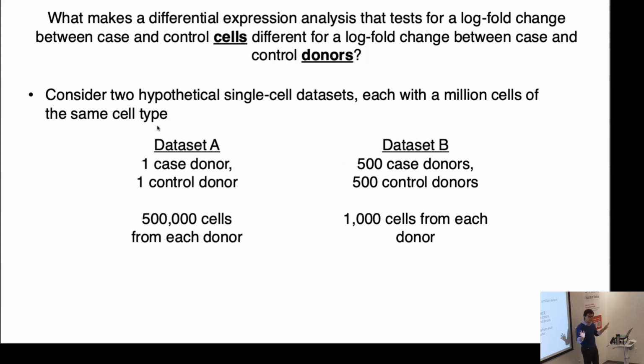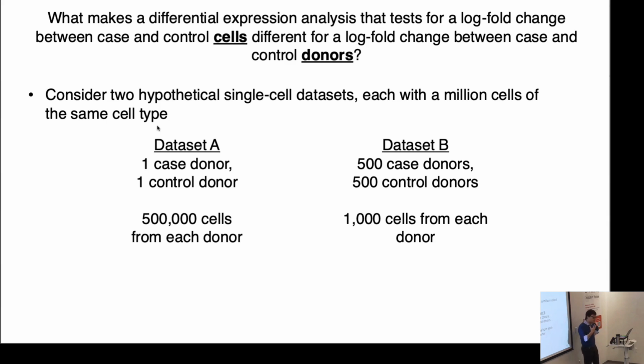So imagine I have 2 hypothetical data sets, each with 1 million cells. In data set A, I have literally just one case donor and one control donor, and each donor contributes 500,000 cells. 500,000 plus 500,000, I get my data set of 1 million cells. I exhaustively profile these two specific people to the ends of the earth, because half a million is a lot of cells to come from just one person. Now, in the second data set, I have 1,000 donors, 500 cases, 500 controls, and each of those 1,000 donors contributes just 1,000 cells. So you'll notice I have many fewer cells per donor, but I have a lot more donors. I have 1,000 donors compared to 2 donors.